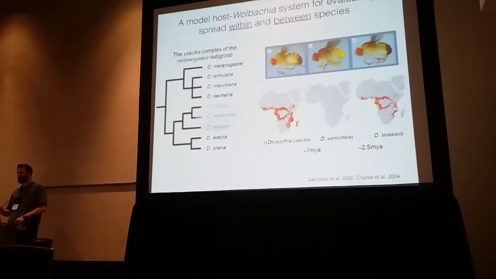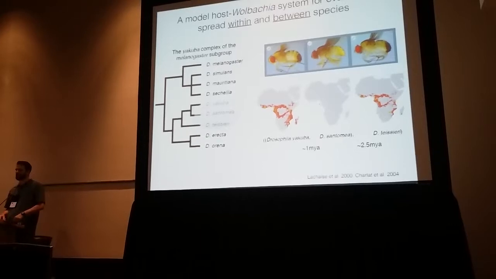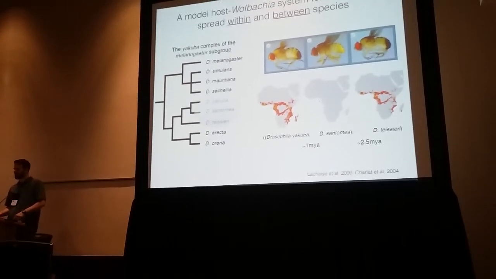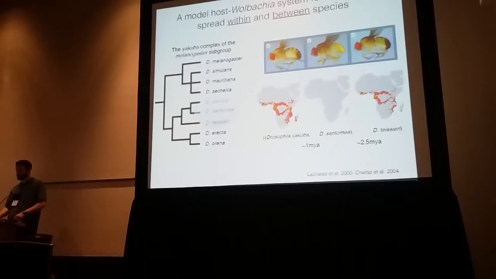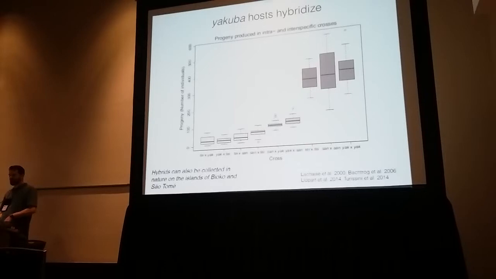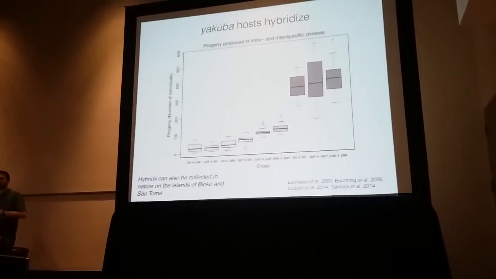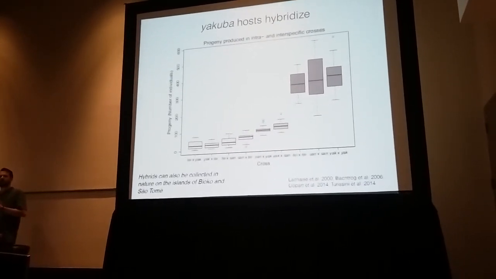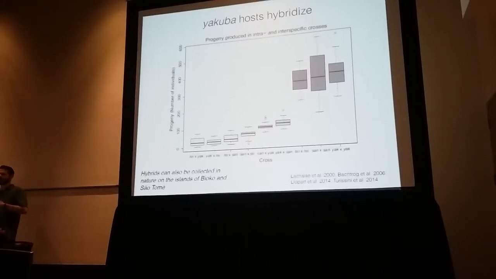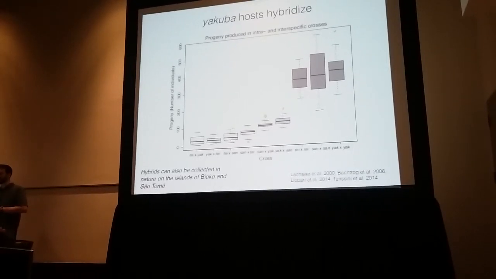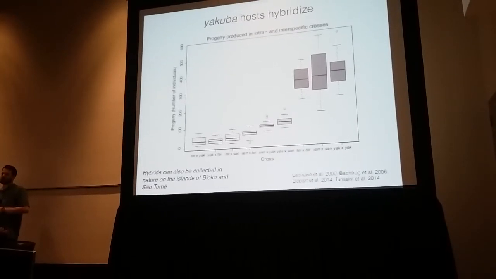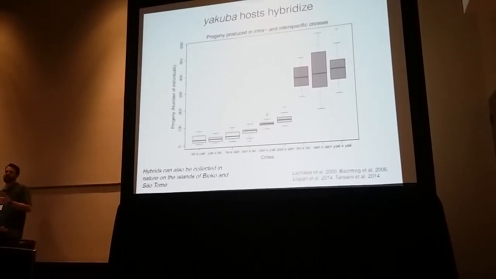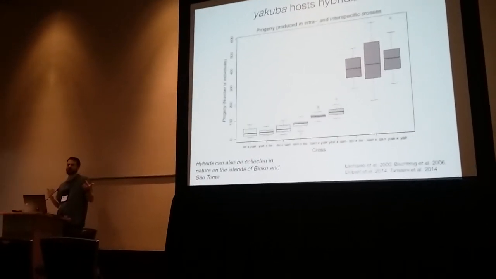So on the island of Bioko, you have teissieri and yakuba, and on the island of São Tomé, you have santomea and yakuba. Now we know they both have Wolbachia, but I'm going to show you some in-depth analysis of what those Wolbachia are doing. We know that these species hybridize, and this makes this an interesting system. Remember, I told you that Wolbachia are in 60% of arthropods and also most insects. This is a nice group to think about how Wolbachia might spread via introgression, because in a couple of generations you can get spread of Wolbachia from one species to another.